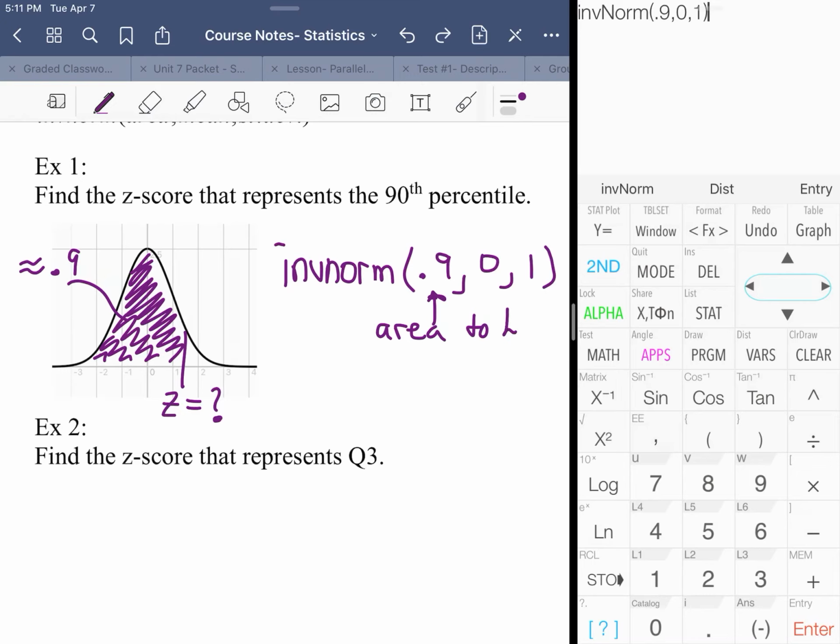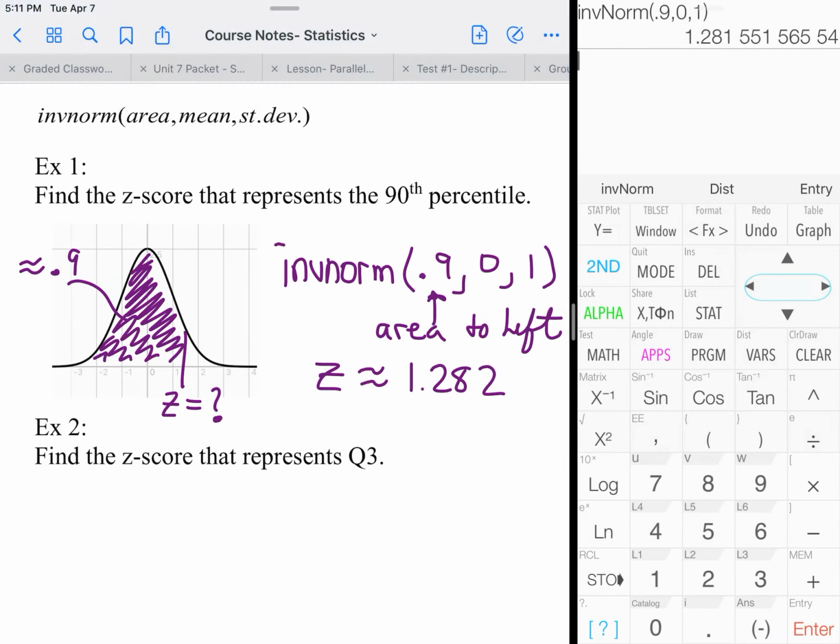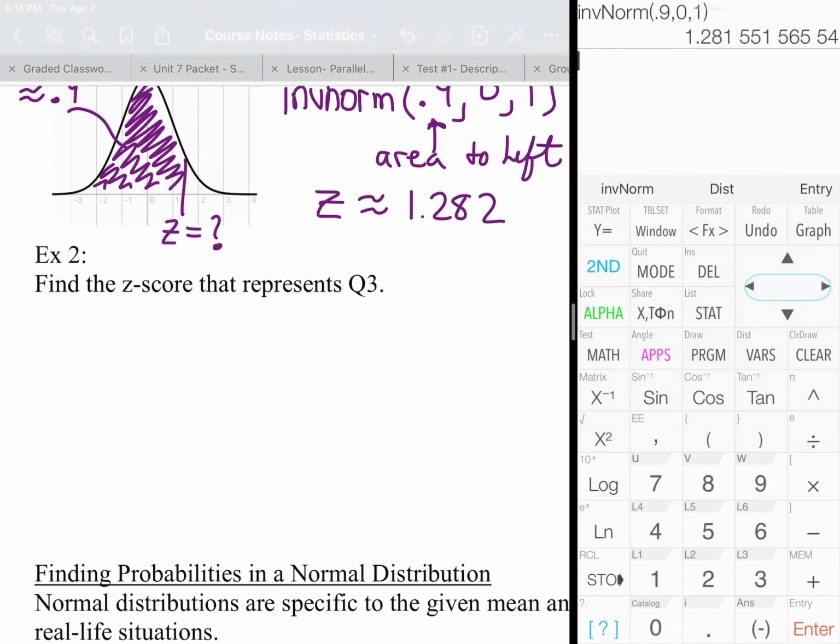Oops. I don't know why I opted to go script there. So we're looking at z being approximately 1.282. We actually used to have to do this with reference tables, but we have technology now.